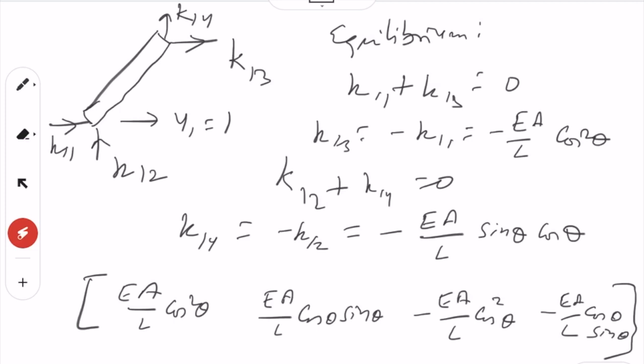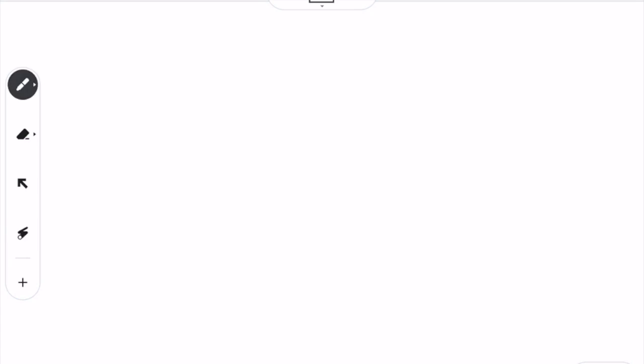Okay, so let's look at the other components as well. So now what we have to do, okay, we have to find out now. So we are going to fix this way, and now in x direction it will not move.